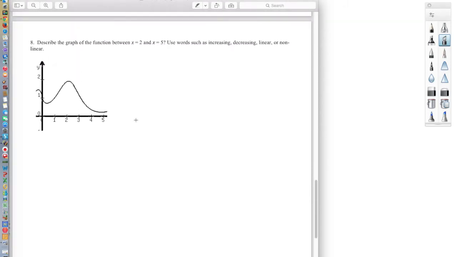Okay, actually I would use all of those. Well, you're going to use 2 of the 4 terms to explain what's happening when x is 2 to when x is 5. Good luck.